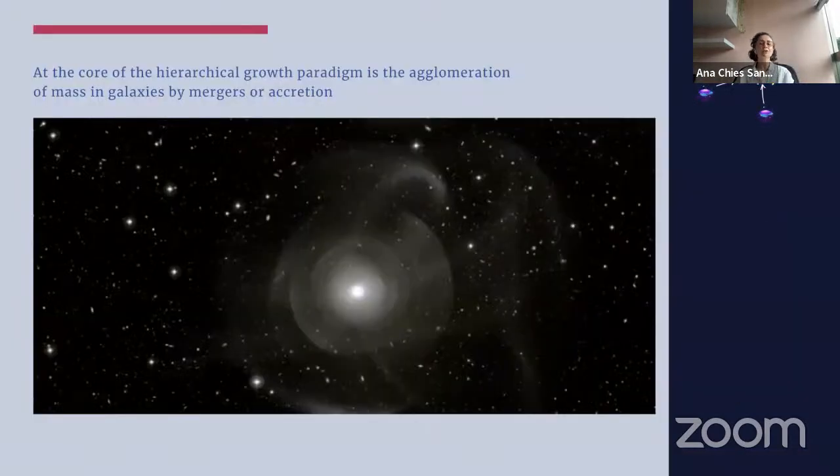And at the core of this hierarchical growth paradigm is the agglomeration of mass in galaxies by mergers or accretion. And how can we reconstruct the assembly histories in the outskirts of galaxies? As these assembly histories bring up these structures, such as these ones seen in this beautiful, very deep image of a nearby elliptical galaxy.